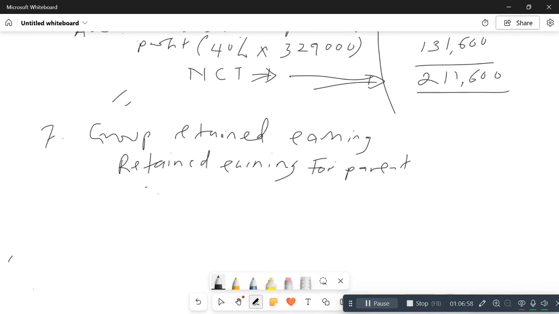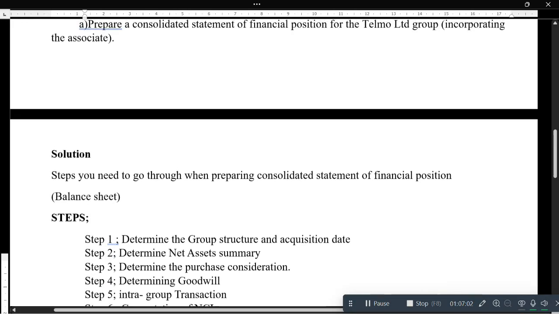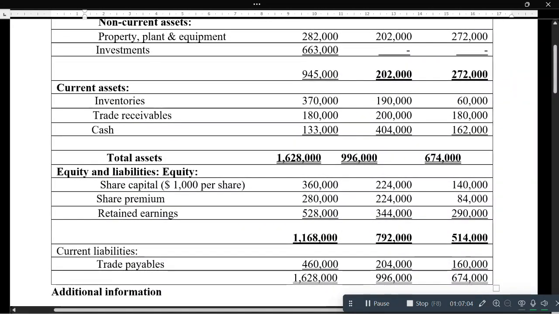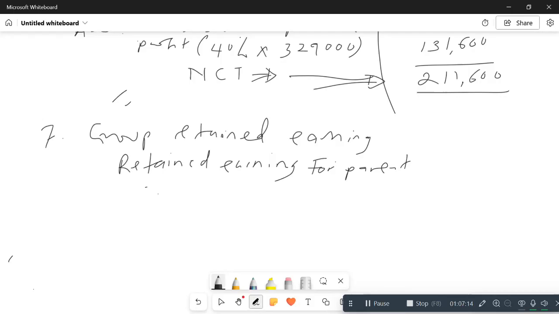Let's start. For parent, you have to go to your balance sheet and take the one which is given. As you can see, at reporting date, retained earning for parent was 528. You bring that 528. Where do you get it? From the balance sheet. 528,000.